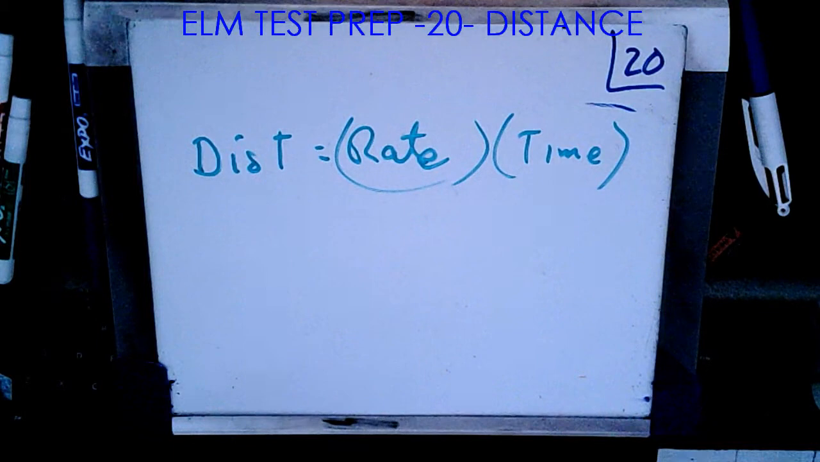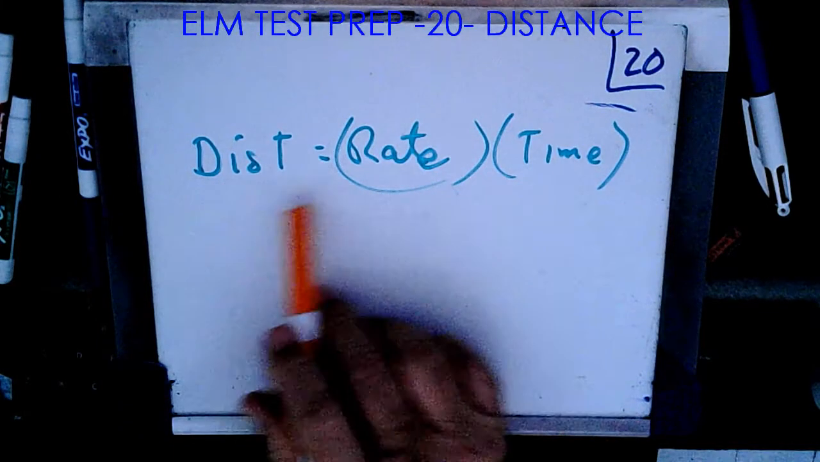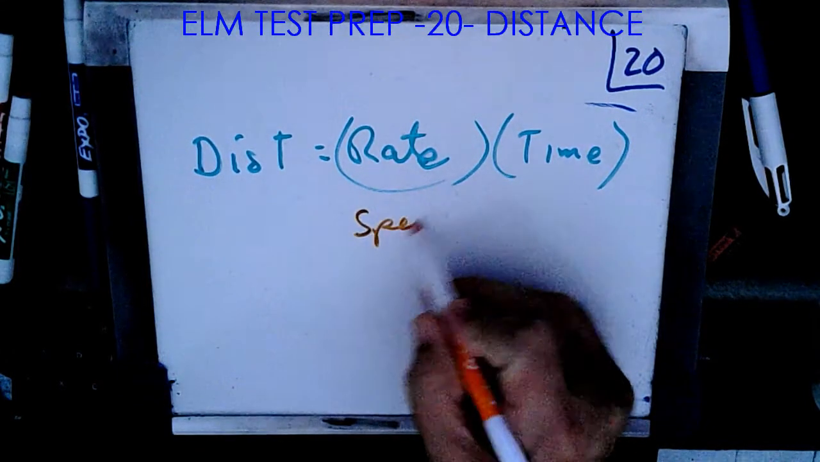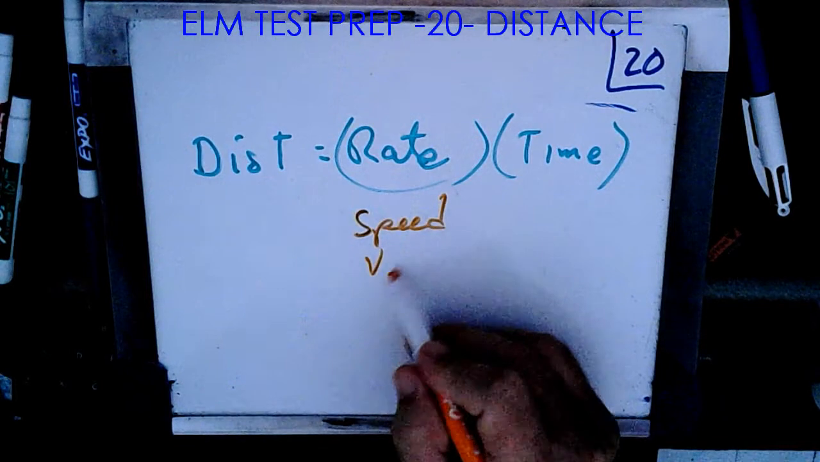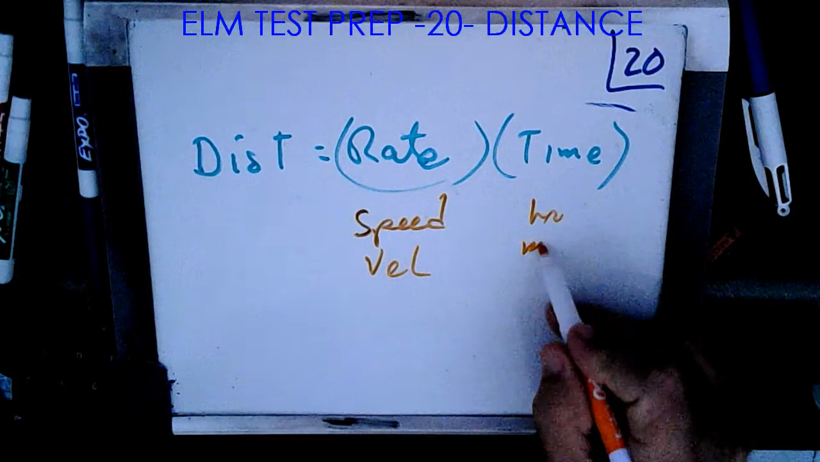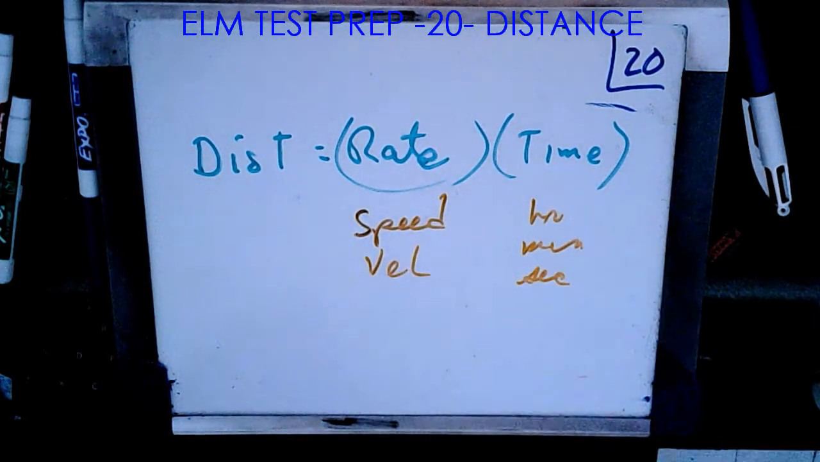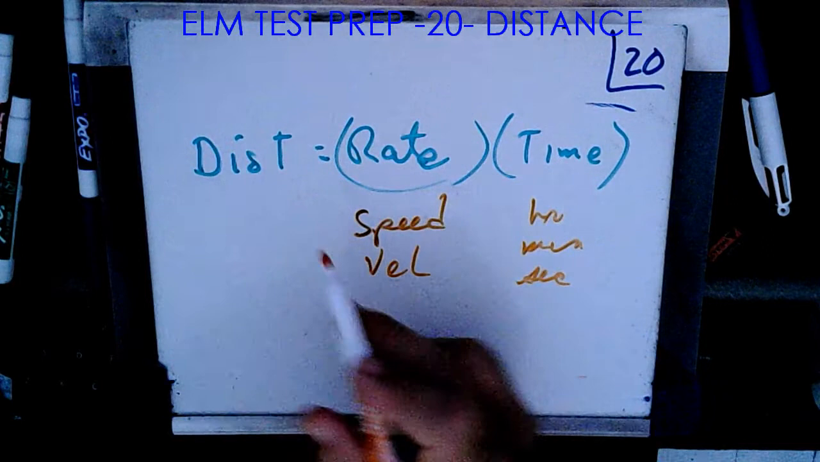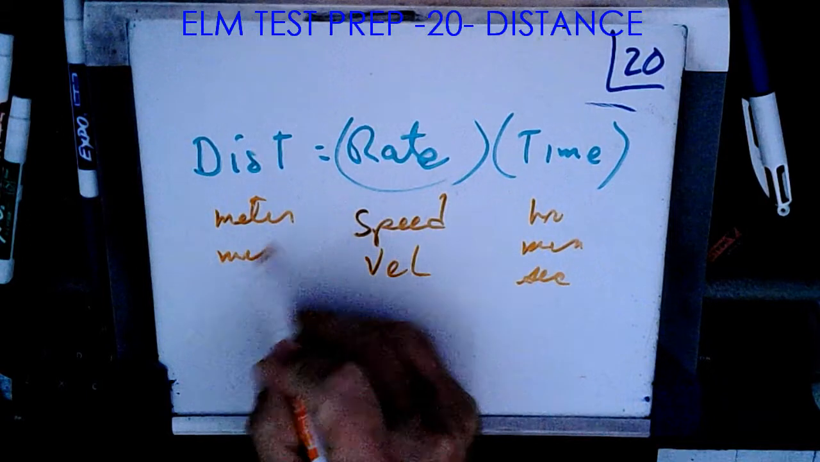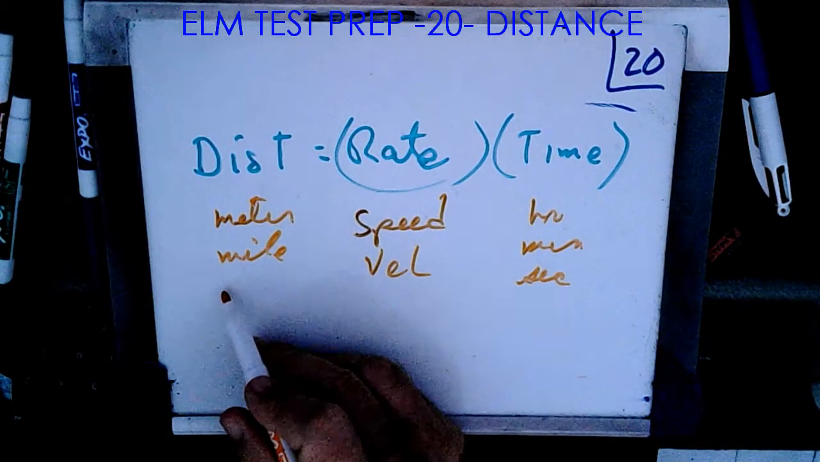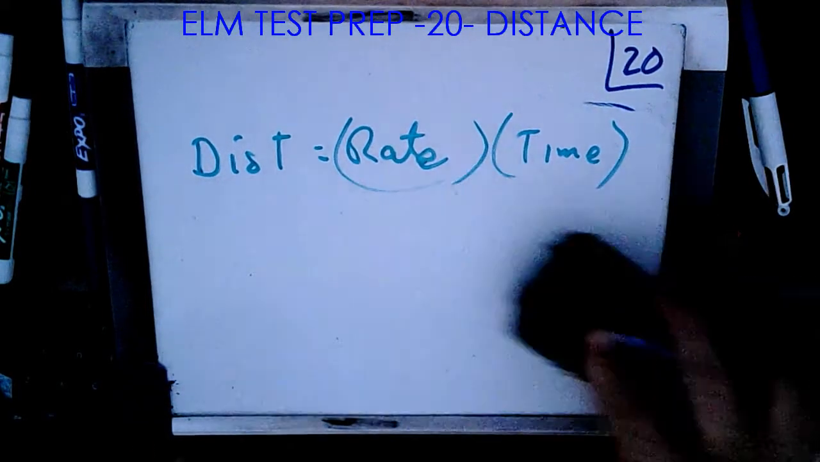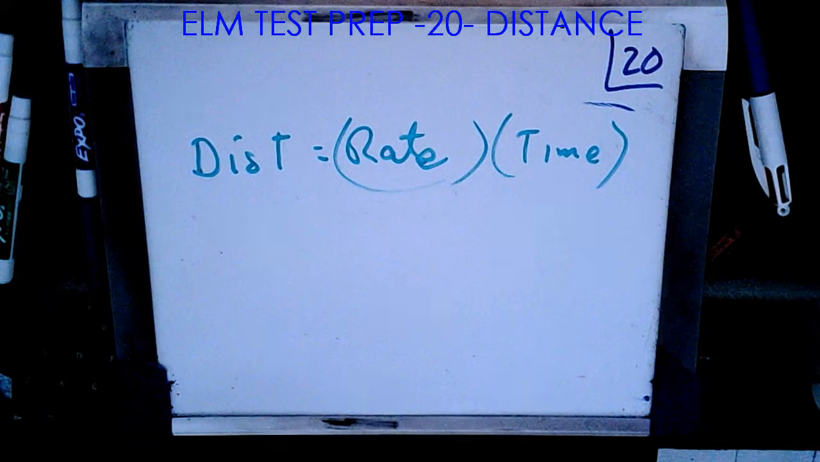In this particular episode, part 20, is distance problems. And the fundamental equation for distance is distance equals rate times time. Rate can be referred to as speed or velocity. Time can be in hours, minutes, seconds, doesn't matter. Distance can be in any number of things: meters, miles, yards, feet, inches, it doesn't matter. Those are just categories or particular units of our problem.